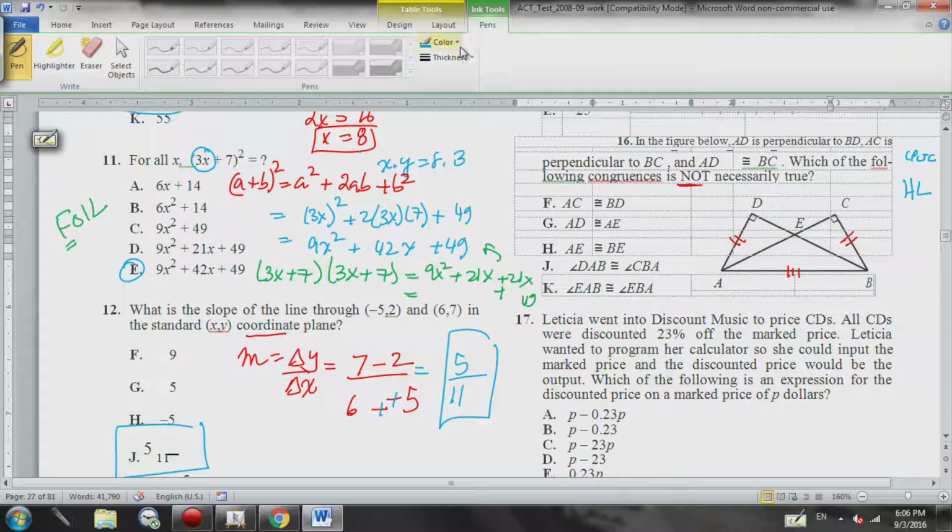So let's see what we can get from there. AC is congruent to BD. Now that flows because of CPCTC. So that works. AD is congruent to AE. That's not true.